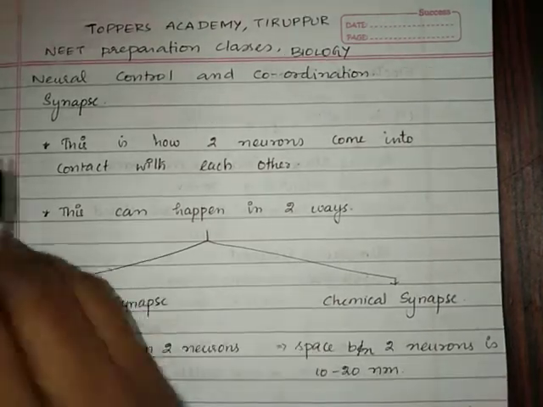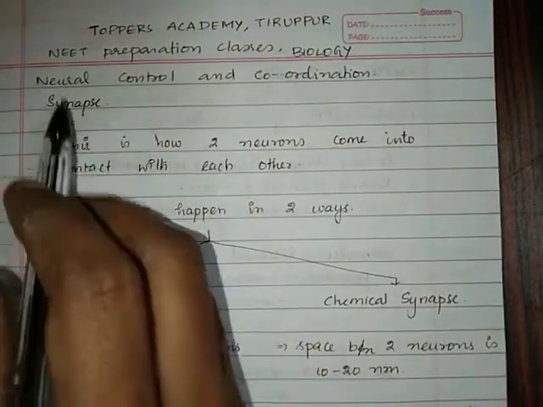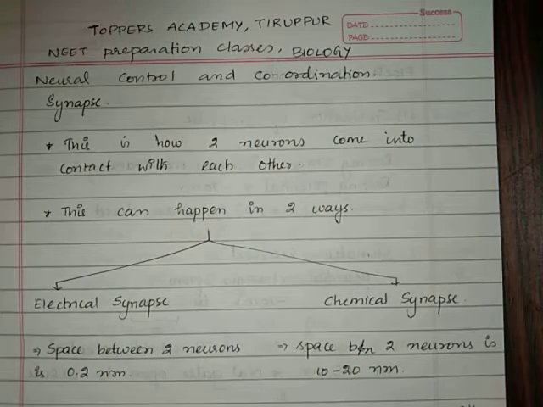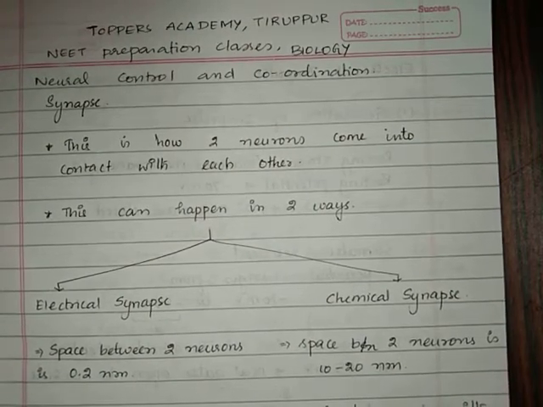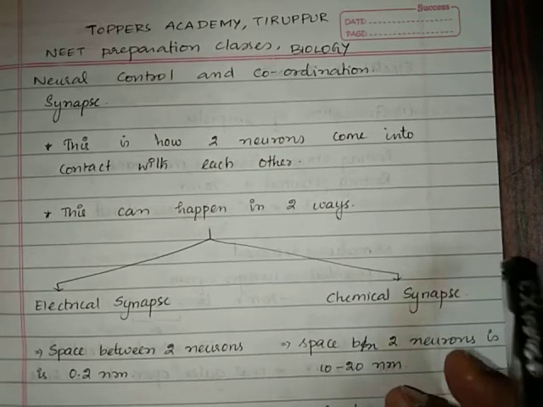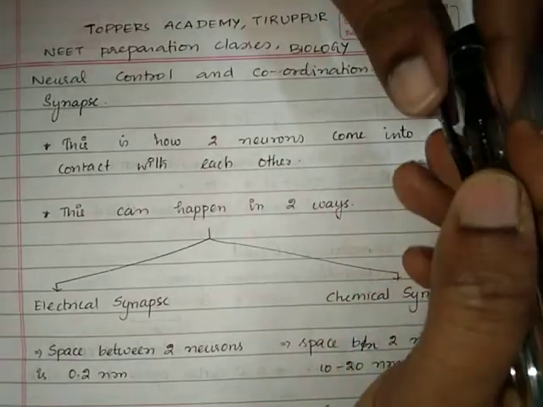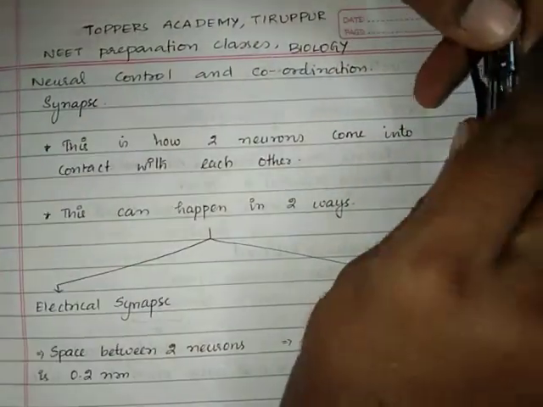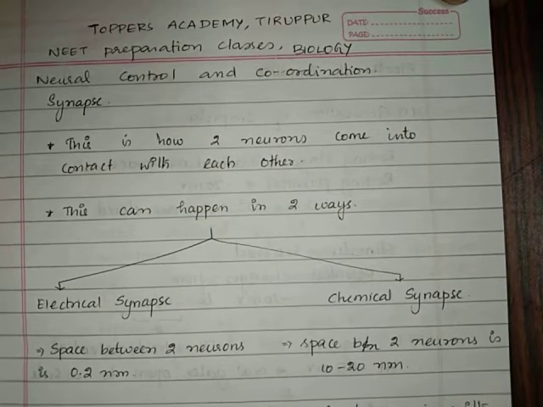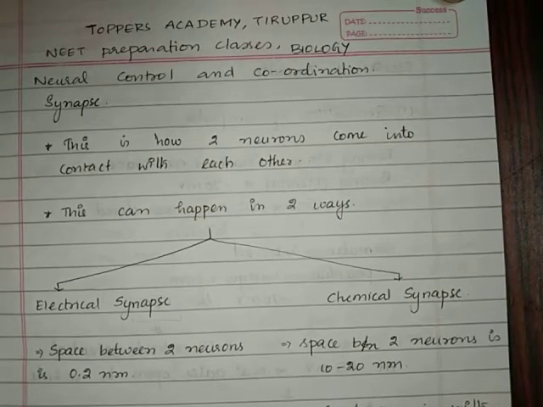Welcome back students. In biology, next class with neural control and coordination. This is the third video. So far we have seen about the parts of the nervous system, that is central nervous system, peripheral nervous system, and the nerves also. Next we'll see about synapse. Nerves and neurons are going to conduct the impulse from one organ to the other, that is mainly from central nervous system to the organs or from the sense organs to the central nervous system.